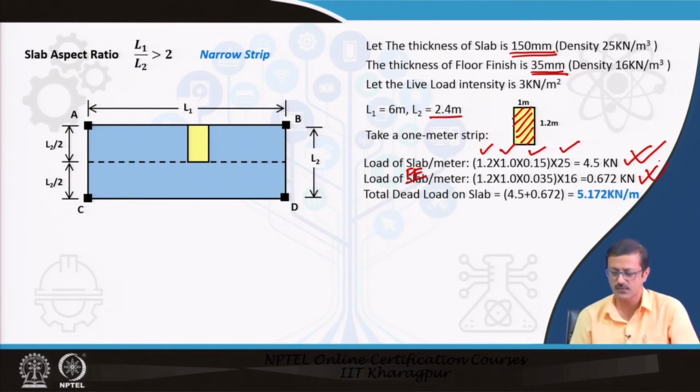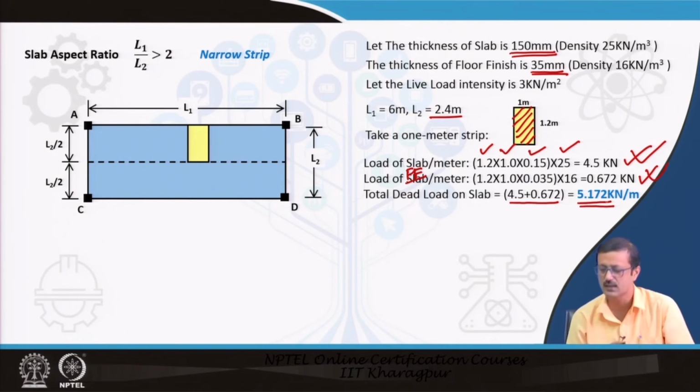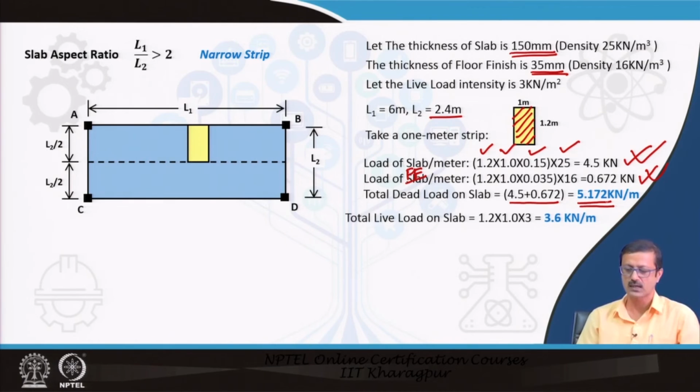And if you add this to 4.5 and 0.672, that means 5.172 kilonewton meter is the total dead load. Total dead load is 5.172. Now let us see how much is the total live load.